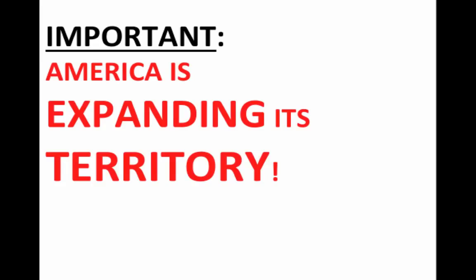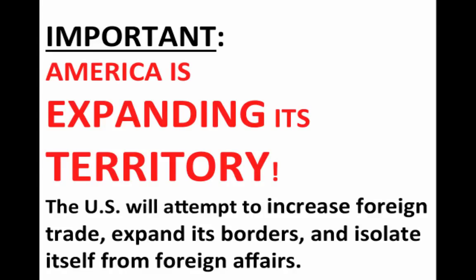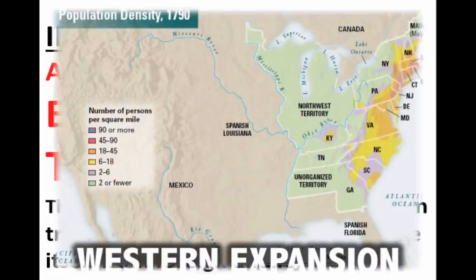One of the important points you're going to see is that America is expanding its territory. The size of the United States is going to more than double during this period. In fact, the U.S. will attempt to increase our foreign trade, expand our borders, and at the same time, especially after the War of 1812, attempt to isolate ourselves from foreign affairs. This will make way more sense in just a moment. So let's take a look.